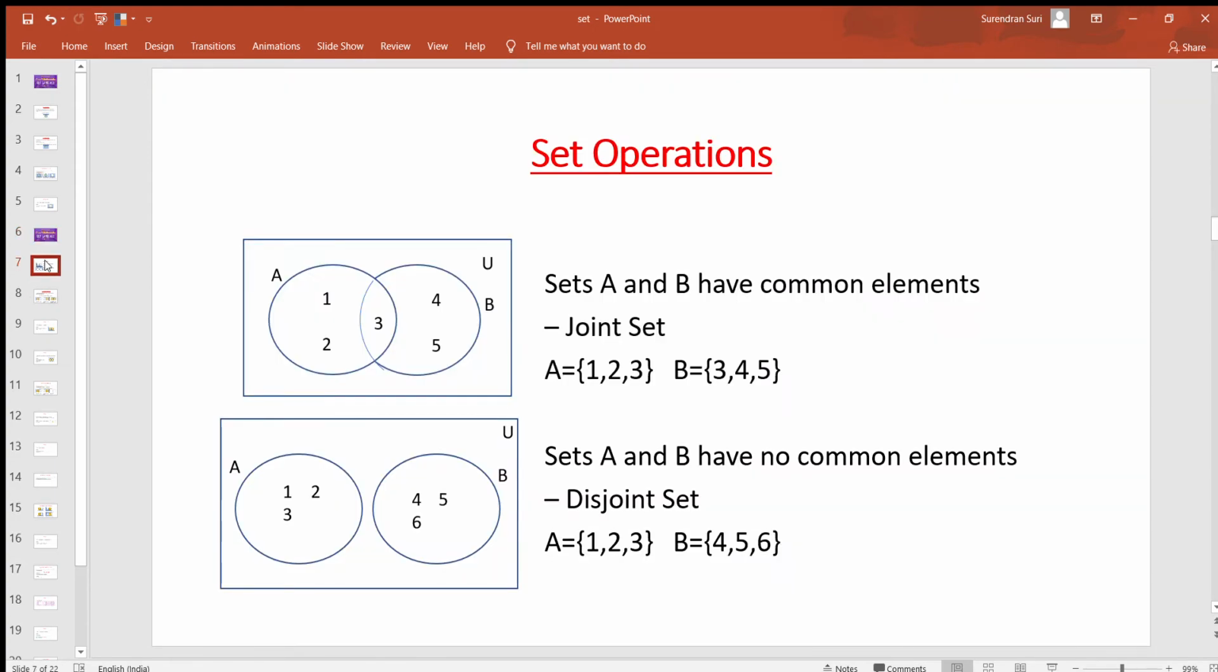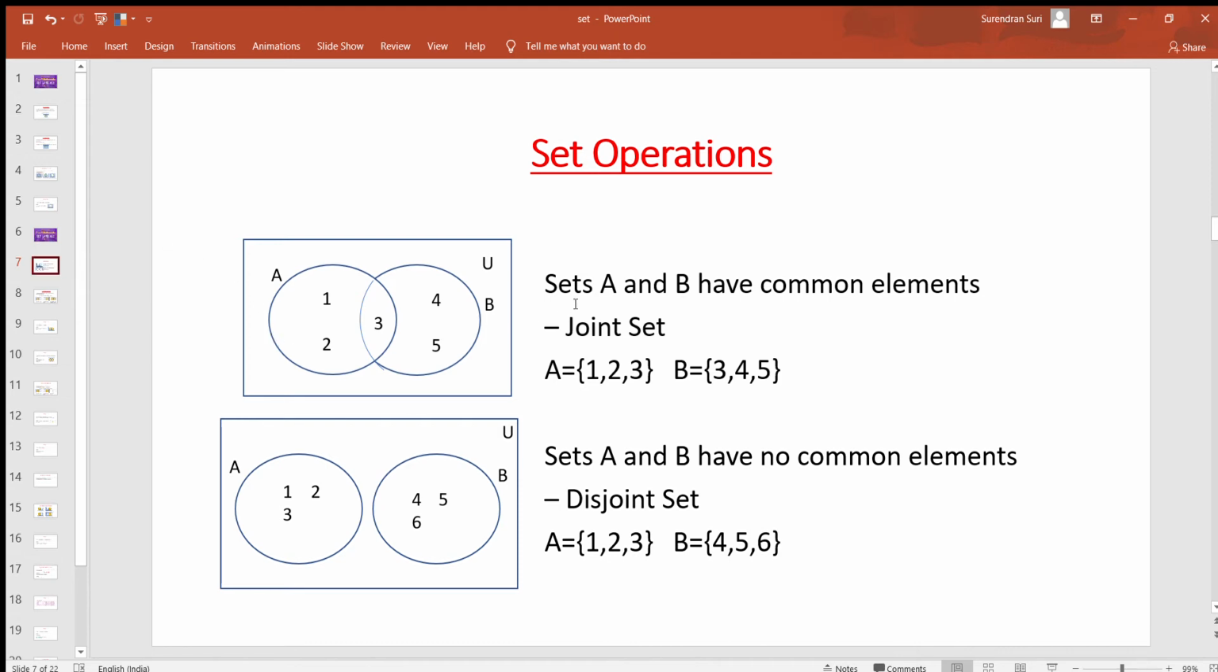Before going into set operations, we will see how to represent two sets in a Venn diagram. In the previous video we saw how to represent a set, for example a set A, in the Venn diagram. Now we will be seeing how to represent two sets in a Venn diagram.